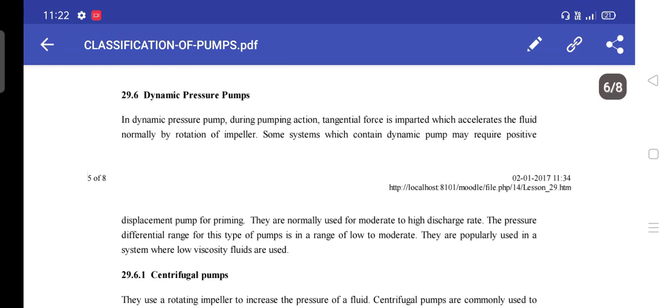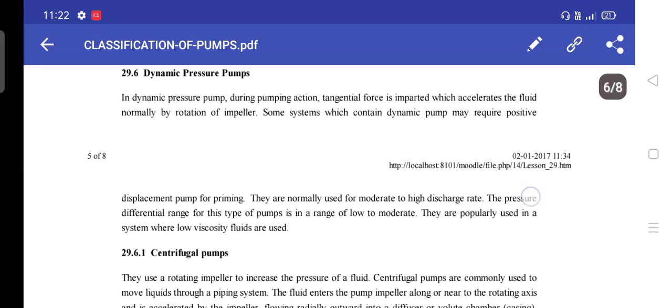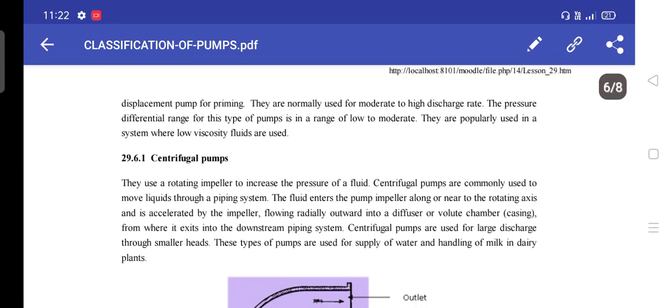Dynamic pressure pumps. In a dynamic pressure pump, during pumping action, tangential force is imparted, which accelerates the fluid, normally by rotation of an impeller. Some systems which contain a dynamic pump may require a positive displacement pump for priming. They are normally used for moderate to high discharge rate. The pressure differential range for this type of pump is low to moderate. They are popularly used in systems where low viscosity fluids are used.